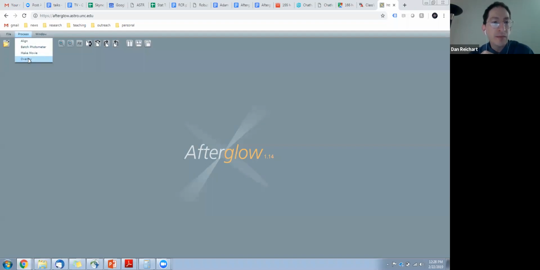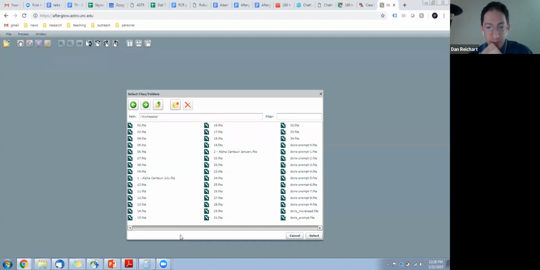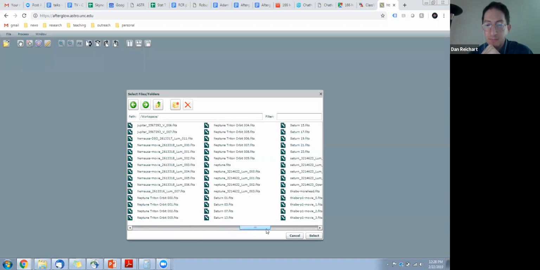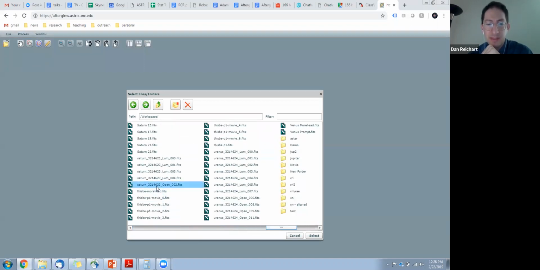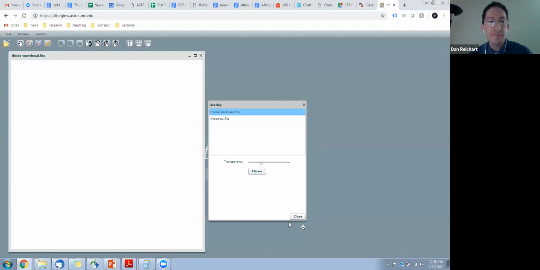And now we're going to go up to the overlay. Under process, we have align, make movie, overlay, and batch photometry, which we'll see in the next lab with standard candles. The overlay, and we're going to add the files from the workspace. Thisbe, let's see, Thisbe Moorhead, control Thisbe prompt 1. Next, and it's loading them in.